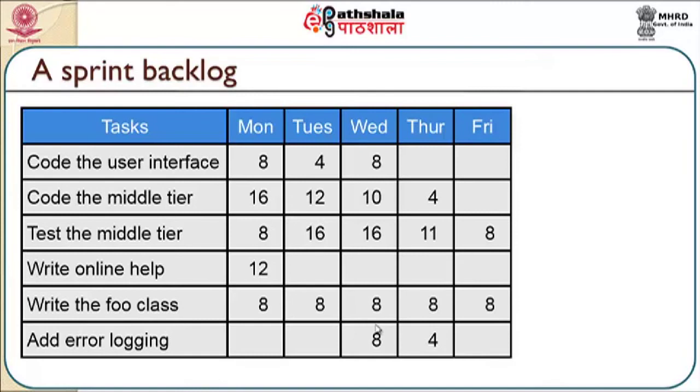This is a simple sprint backlog chart where the tasks are clearly highlighted. For example, these are individual features: code the user interface, code the middle tier, test the middle tier, write online help, write the foo class, add error logging. This requires a maximum of 8 hours on Monday, 4 hours on Tuesday, 8 hours on Wednesday. Likewise, each has been given concentration.